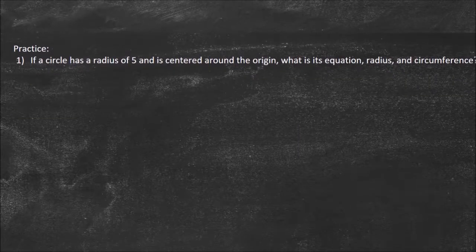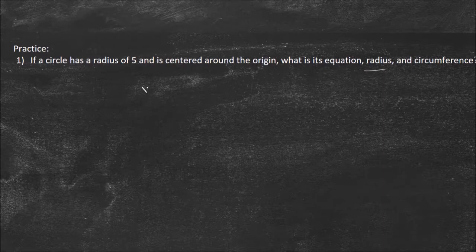So, looking at the formulas we just talked about, if a circle has a radius of 5 and is centered around the origin, so its center is at the origin, I should say, what is its equation, its radius and its circumference? Well, the radius I already gave, that's right there. So the radius is 5, but what's the equation? That's kind of the more important thing.